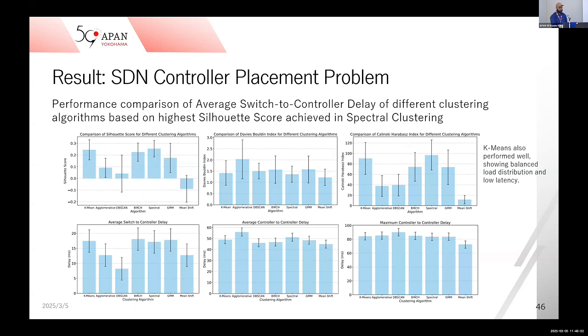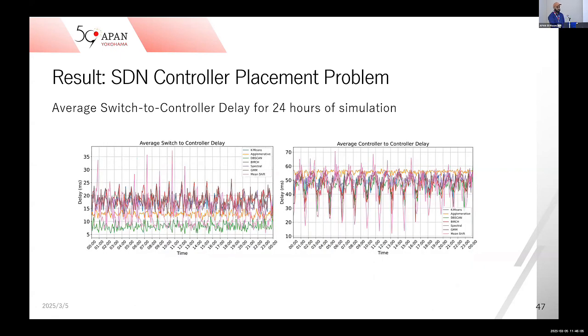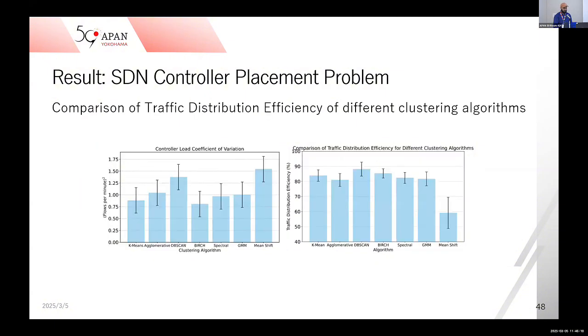Also, spectral clustering was performing well in this case. This is the result of the average switch-to-controller delay for the 24-hour simulation, because we ran our simulation for 24 hours, and this was the result we got. For the comparison of traffic distribution efficiency of different clustering algorithms, these are some of the algorithms on the basis of which we have formulated our results.